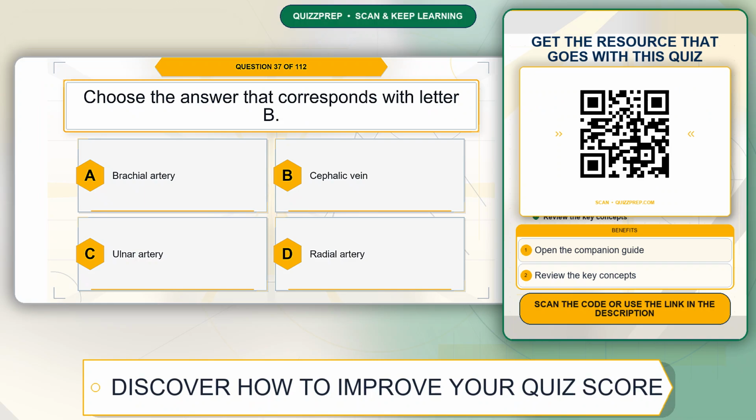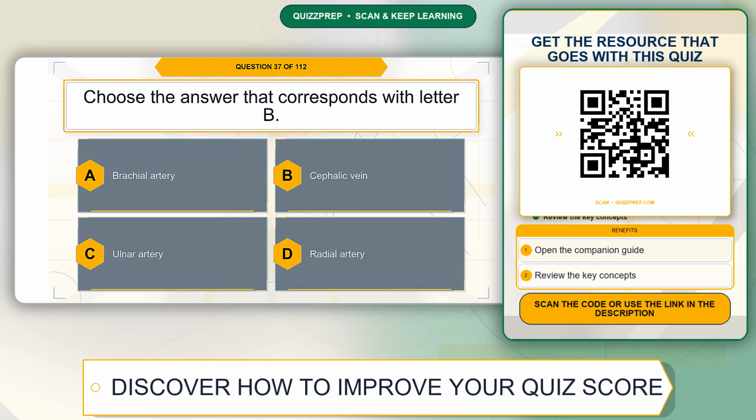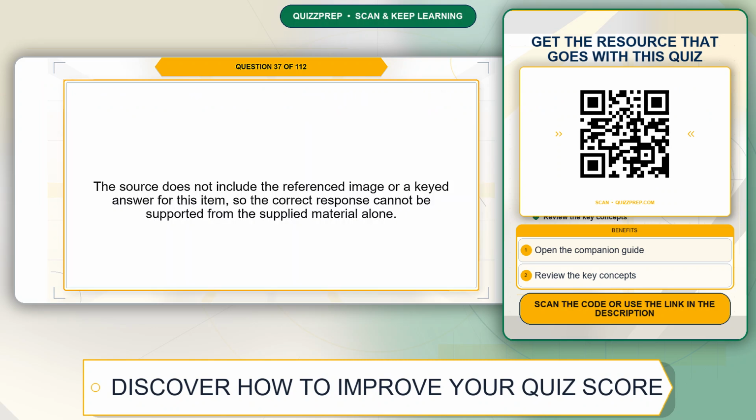Question 37. Choose the answer that corresponds with letter B. Option A, brachial artery. Option B, cephalic vein. Option C, ulnar artery. Option D, radial artery. The correct answer is now shown. Explanation. The source does not include the referenced image or a keyed answer for this item, so the correct response cannot be supported from the supplied material alone.